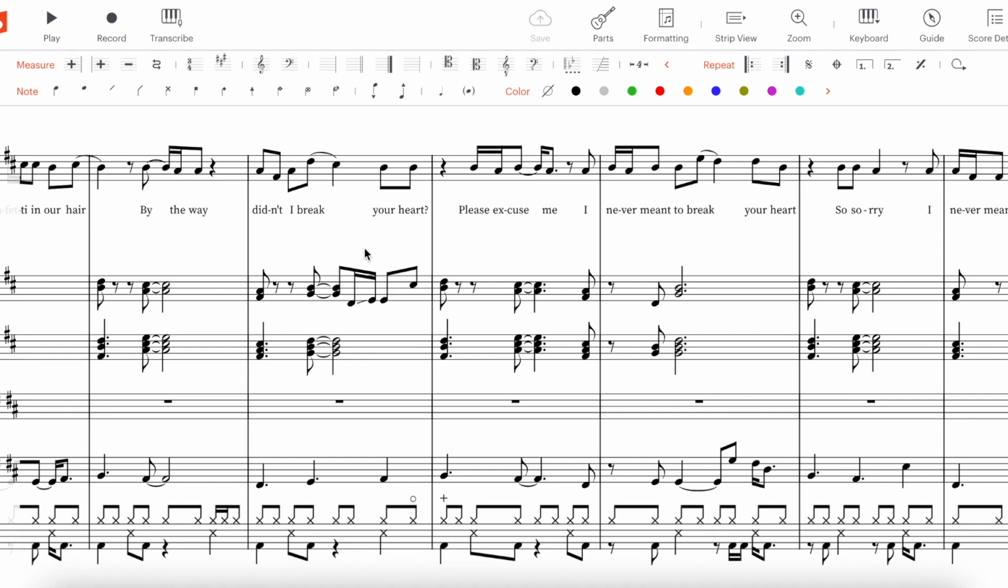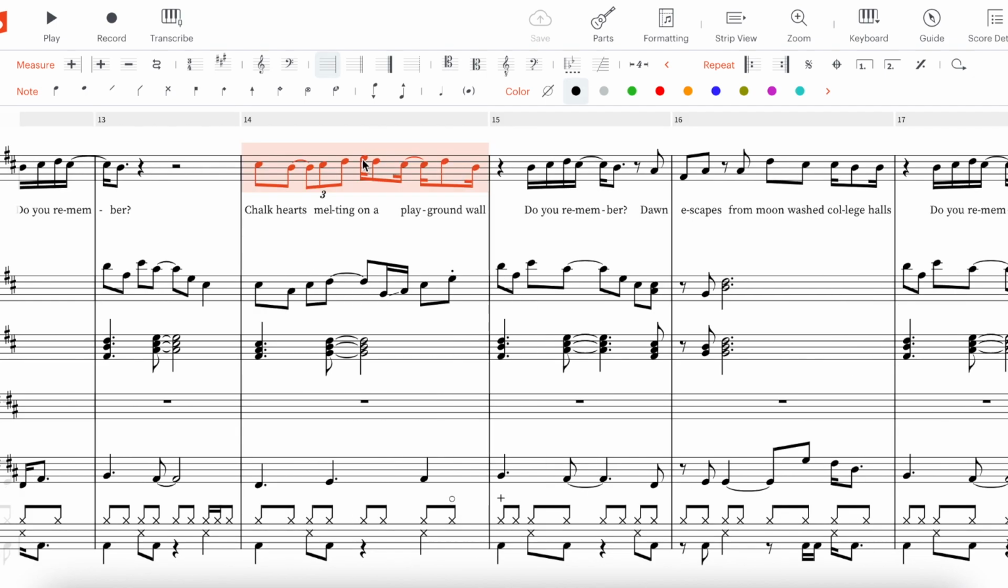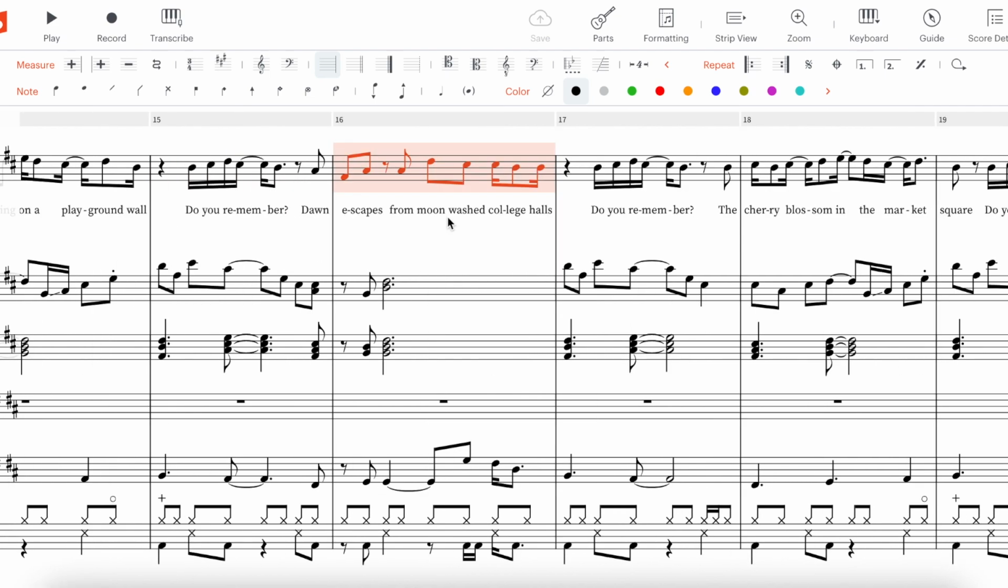Something that both verse melodies have in common is that every other phrase moves up or down opposite the one that preceded it. For example, in the first section of the verse, the lyric "chalk hearts melting on the playground wall" ultimately moves upward, reaching the note E, and the lyric 2 measures later, "Donna's gaze from moonwashed college halls" stretches downwards, to the note F sharp. These phrases balance each other out and give us as listeners a satisfying feeling of a sort of call and response within the vocal melody itself.